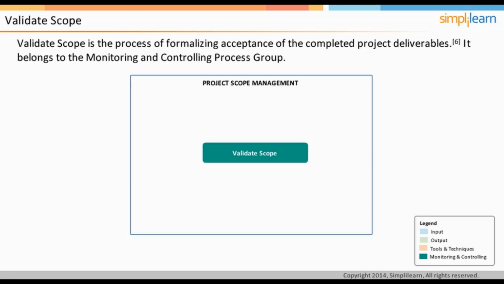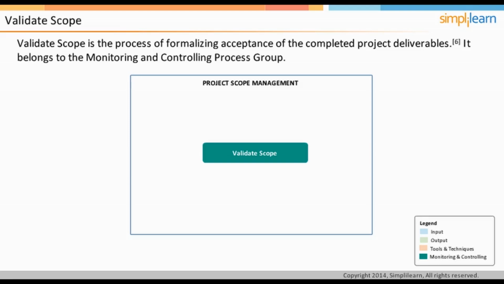However, scope validation is primarily concerned with acceptance of the deliverables, whereas quality control is primarily concerned with correctness of the deliverables and meeting the quality requirements specified for the deliverables. Quality control is generally performed before scope validation, but these two processes can be performed in parallel as well.